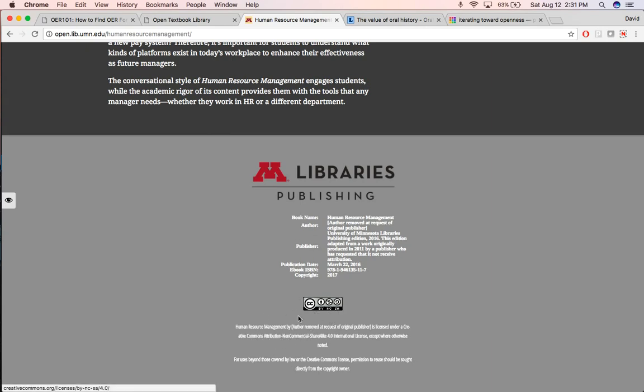And so again, we see the logo, and then we see the text accompanying the logo with the license actually written out. So those are two examples of licensing information in the footer. Now let's look at two examples of licensing information in the sidebar.